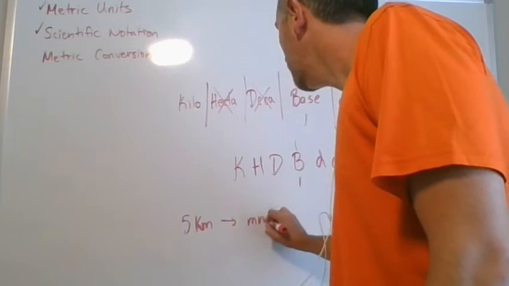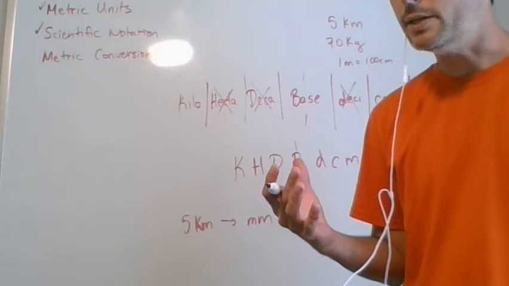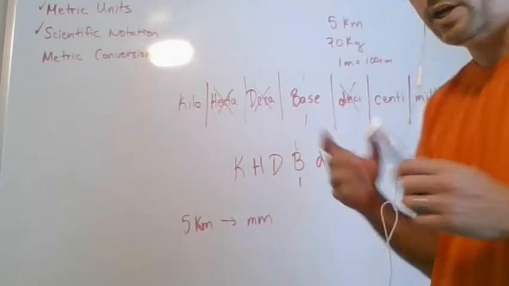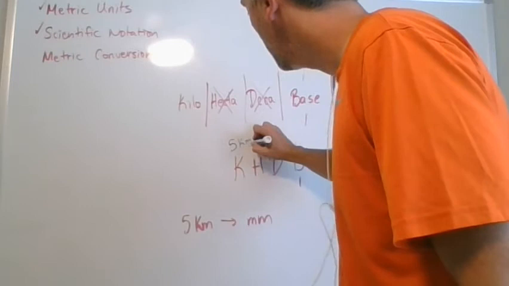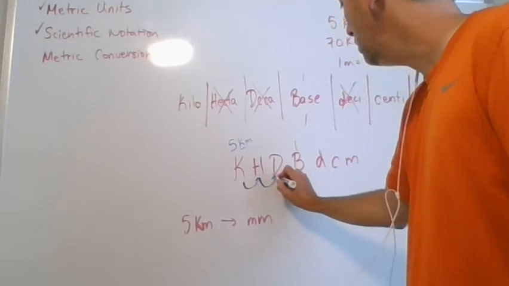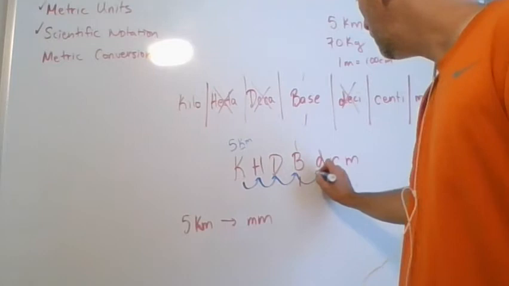Now, you should be thinking, okay, it's going to be a lot because millis are really, really small and kilos are really, really big. So what do we do to actually solve this? Well, we're going to use this system just to kind of keep track of our zeros. So I have 5 kilometers, and I want to know how many millimeters that is. Well, I would move it 1, 2, 3 spots, which would get me to just meters. 4, 5, 6.